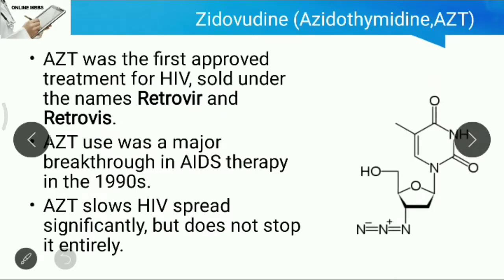Now comes Zidovudine, Azidothymidine, AZT. AZT was the first approved treatment for HIV, sold under the names Retrovir and Retrovis. AZT use was a major breakthrough in AIDS therapy in the 1990s. AZT slows HIV spread significantly but does not stop it entirely. Okay.